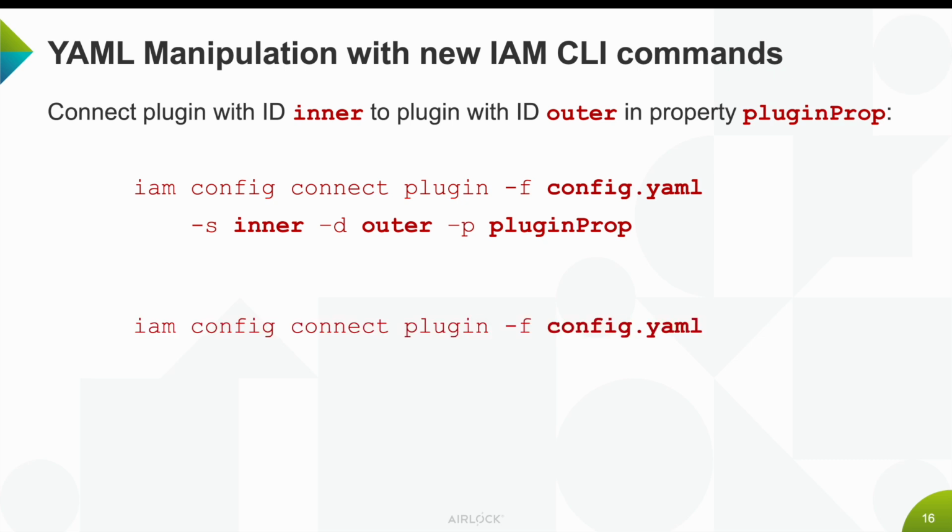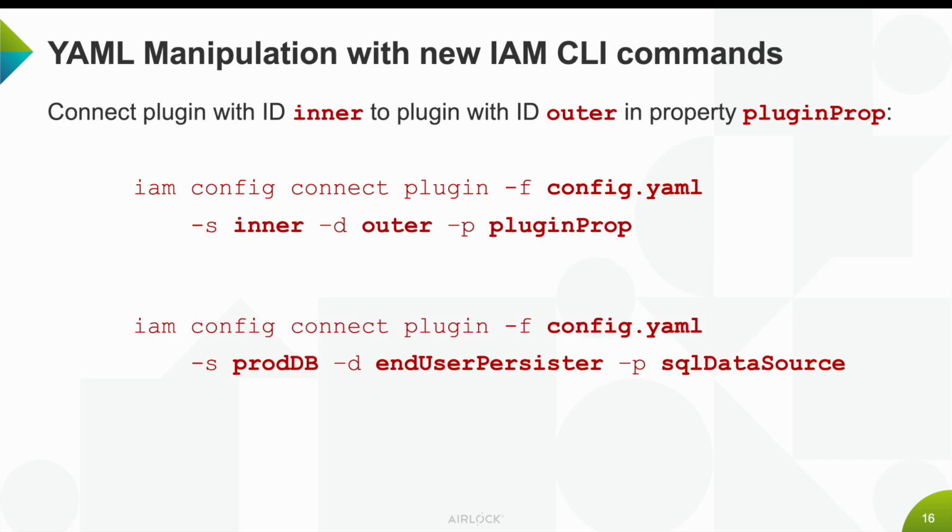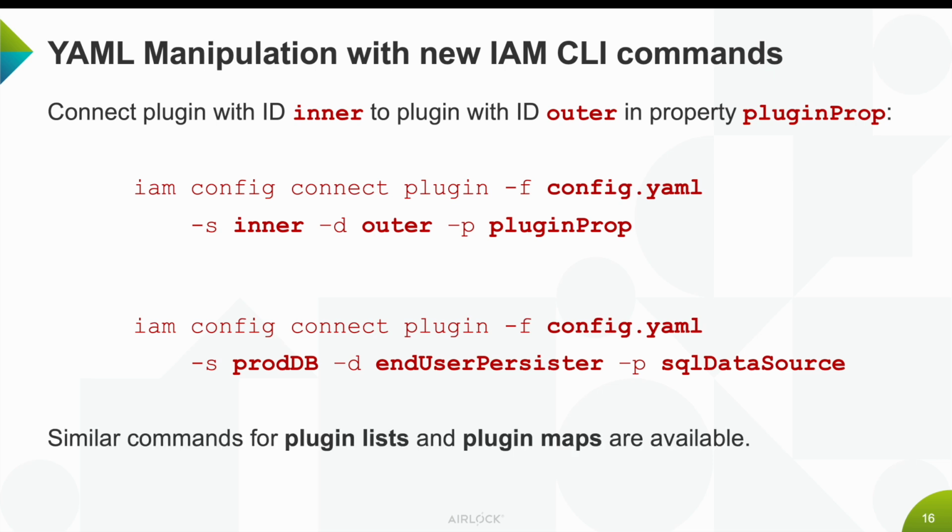So to make a bit more concrete example, if we had a plugin with ID protdb, which could contain, for example, all the credentials to connect to a productive database, we would connect this to plugin end user persister in property SQL data source. There are similar commands for plugin lists and plugin maps.